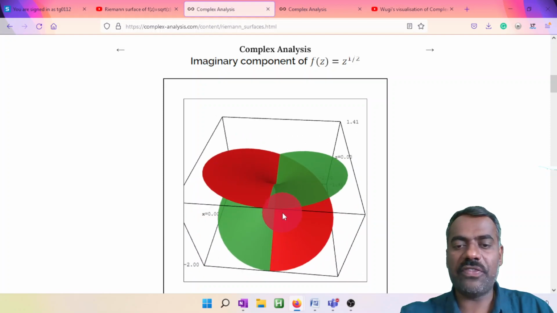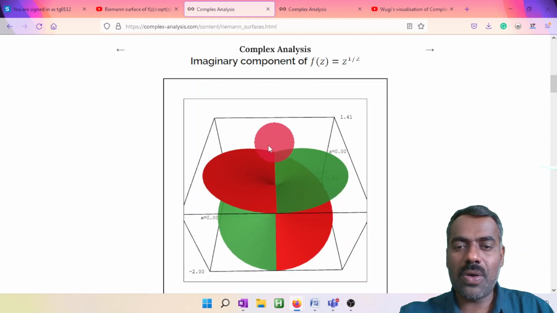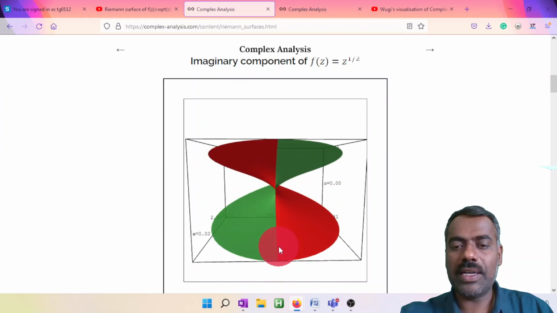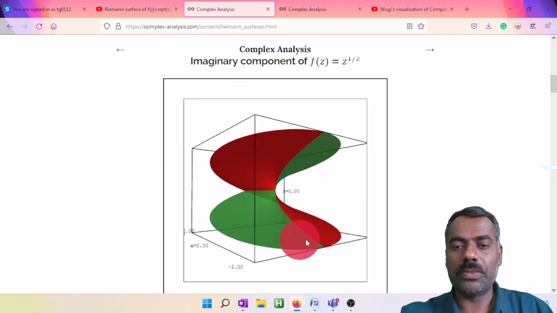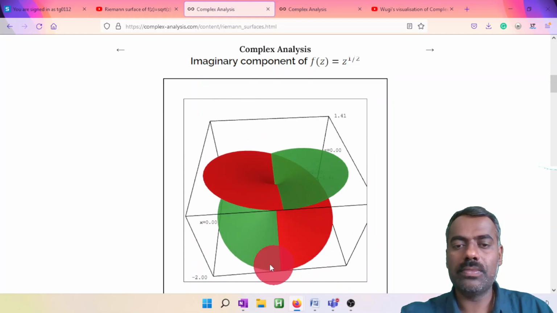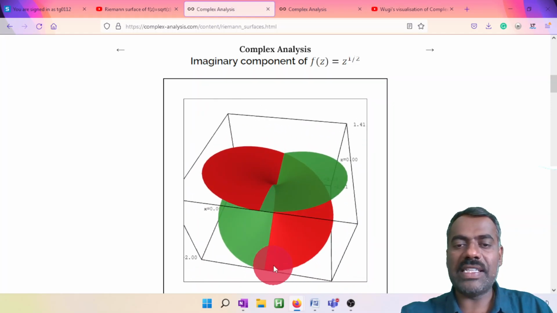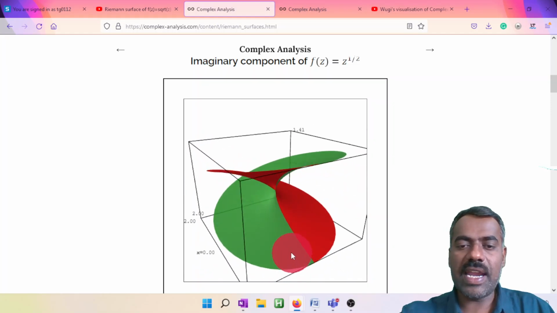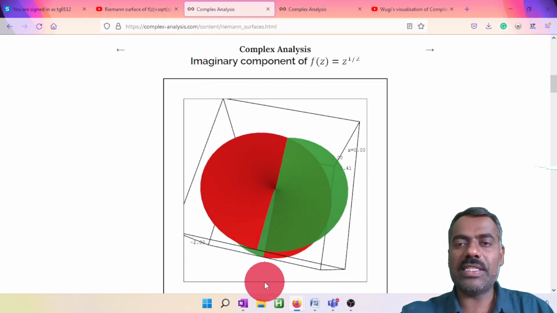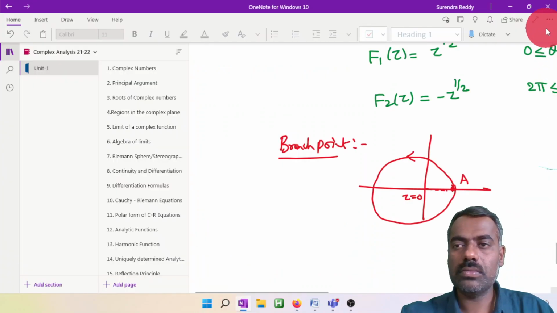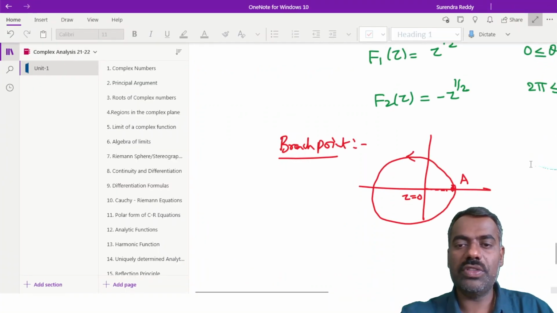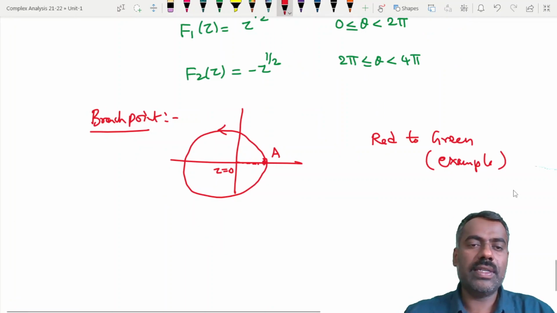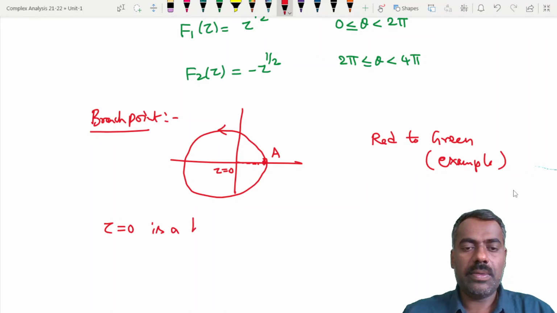Or if you start from green and you go one round, then you will come below, to the red one. Are you following? Yes or no? So each color is one branch here. You have two branches, and the branch point for this z power 1 by 2 is 0. So z equal to 0 is a branch point.